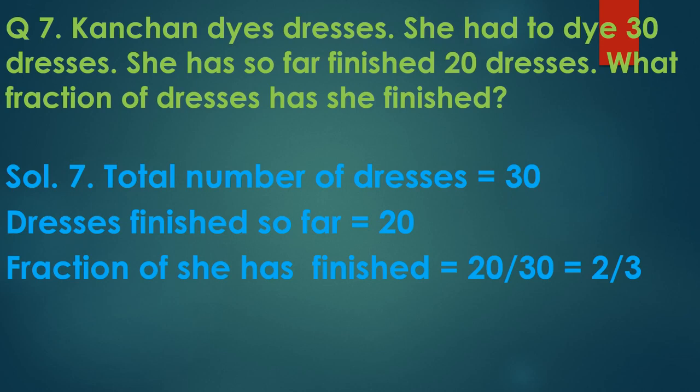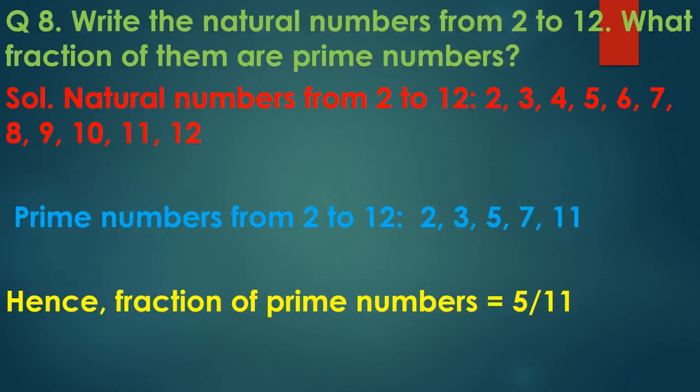Next, question 7th is, Kanchan dyed dresses. She had to dye 30 dresses. This is her target. And till now she has finished 20 dresses. What fraction of dresses has she finished?